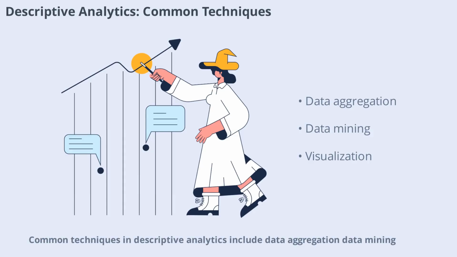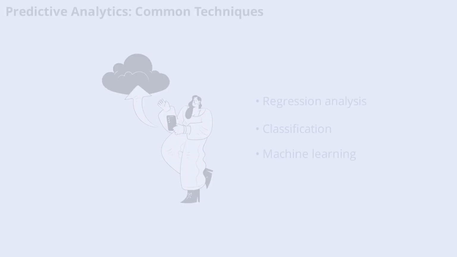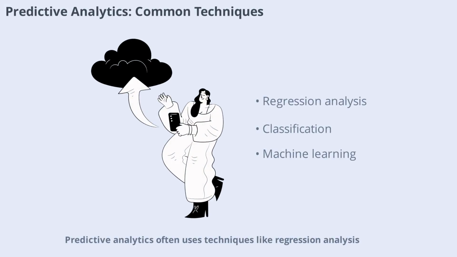Common techniques in descriptive analytics include data aggregation, data mining, and data visualization. These methods help summarize large datasets and make it easier to identify patterns. By using these techniques, organizations can quickly gain insights from their historical data. Predictive analytics often uses techniques like regression analysis, classification, and machine learning.